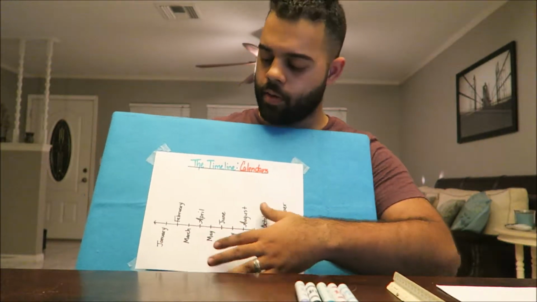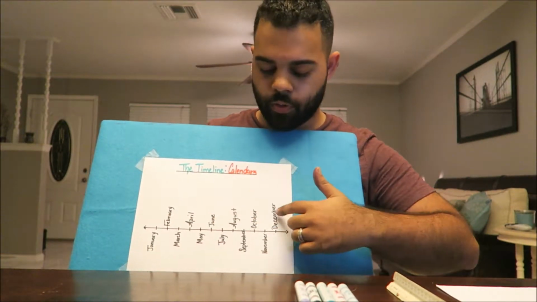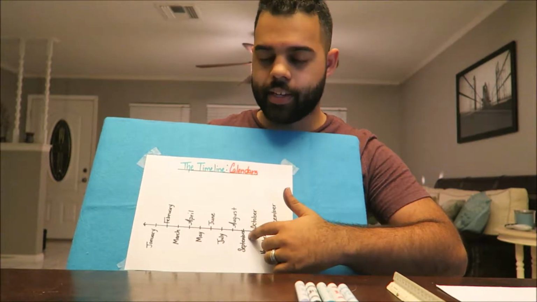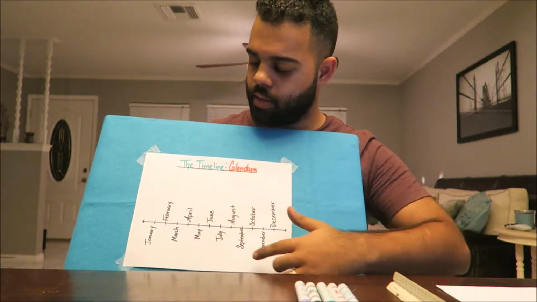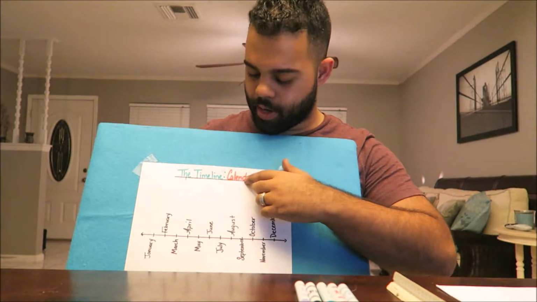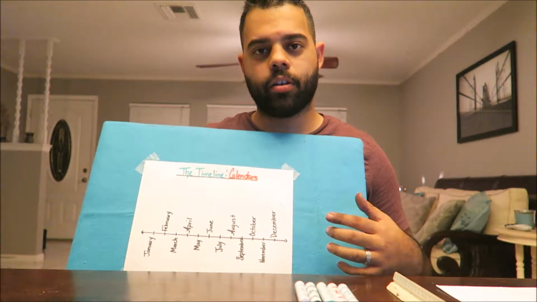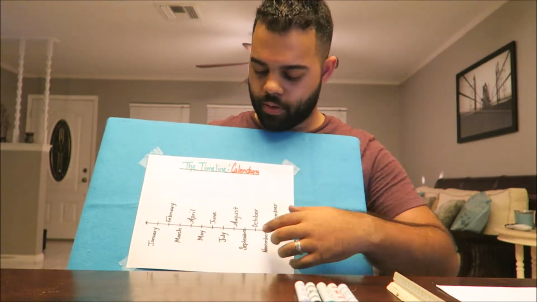The components of a timeline are very simple. It has a line and it's usually demarked by different dates or names or events. Mine in particular, I'm doing calendars because I have chosen kindergartners and their use of calendars.